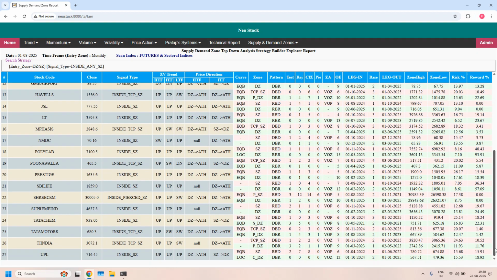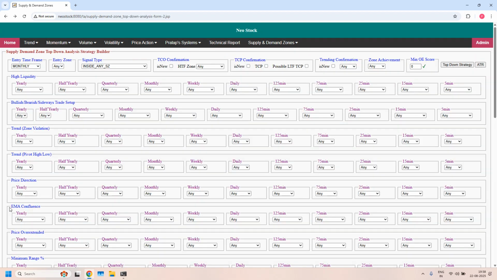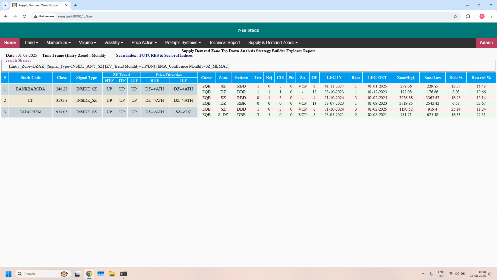We can further filter this list based on monthly supply zone having monthly EMA confluence. And also trend on the monthly should not be sideways. We got 3 stocks. So this is about monthly time frame.